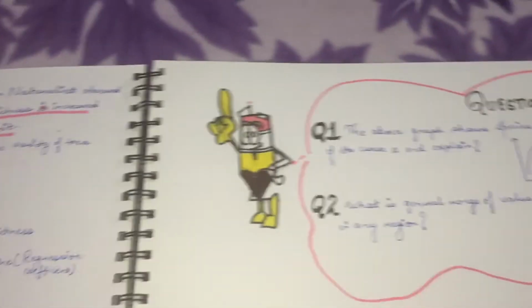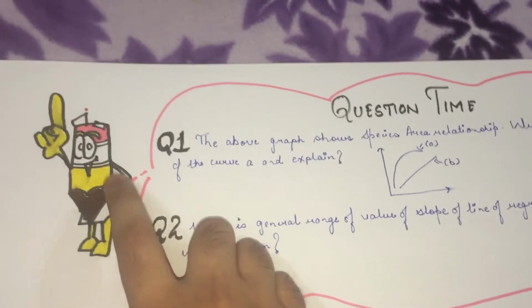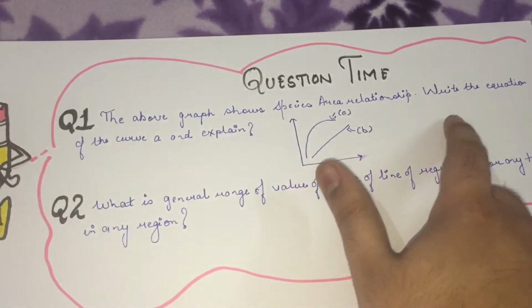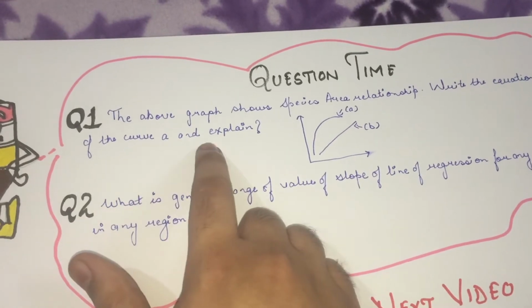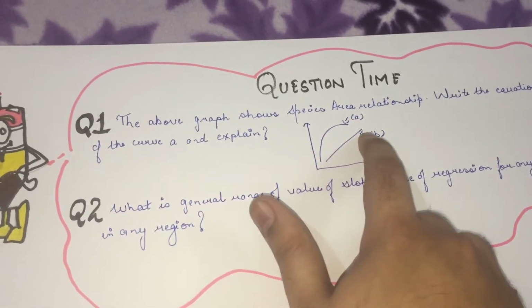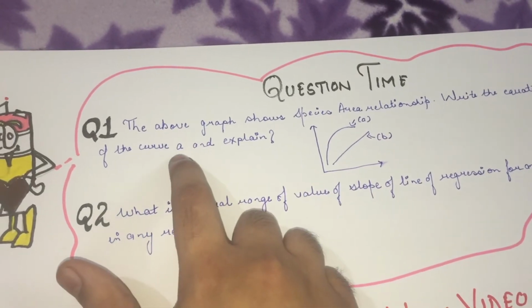So now for the question time. Question time is, the above graph shows species area relationship. Write the equation of the curve A and explain. So here is curve A and here is curve B. It is asking to write the equation of curve A.